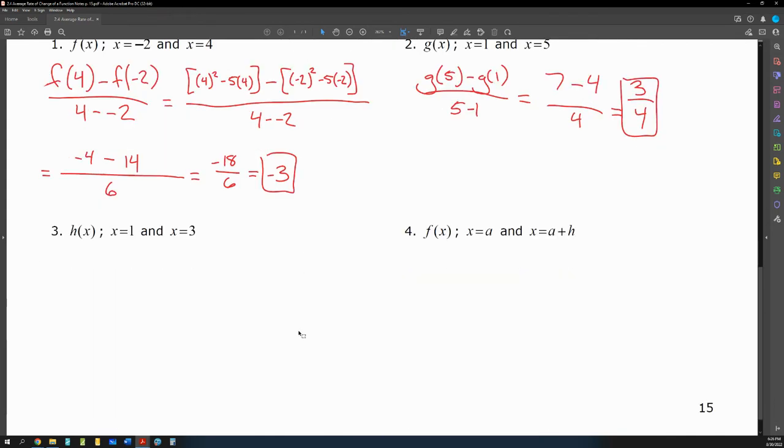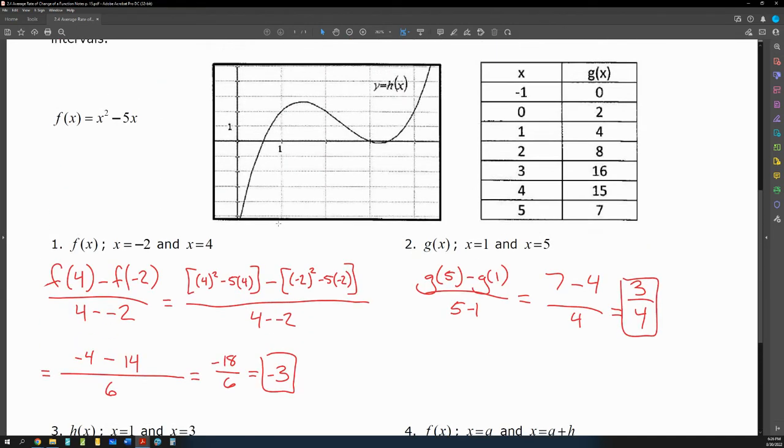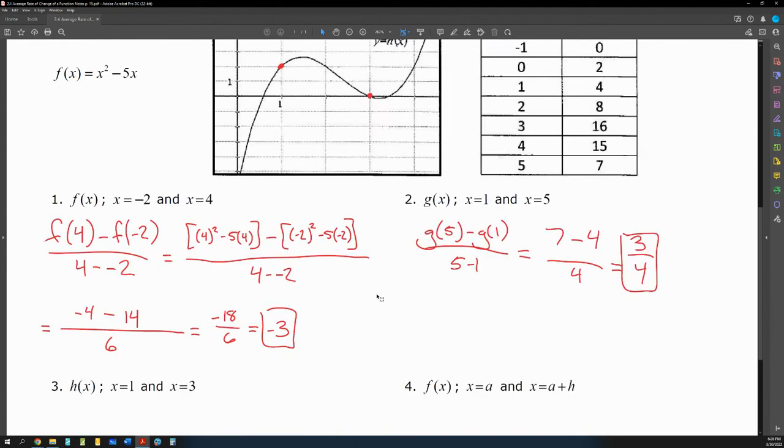Okay, let's try two more. Number 3, here we have h of x over the interval 1 to 3. So h of x represents our graph, and we're looking from 1 to 3. So here, h of 1, we go over to x equals 1, and we look where the graph is. We look vertically and see where the graph of the function is. On the y-axis, we have 2. And then for h of 3, that happens to be an x-intercept, so we have the coordinates (3, 0).